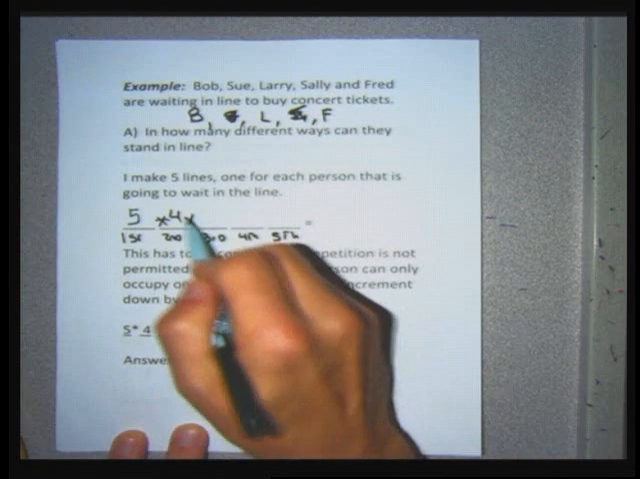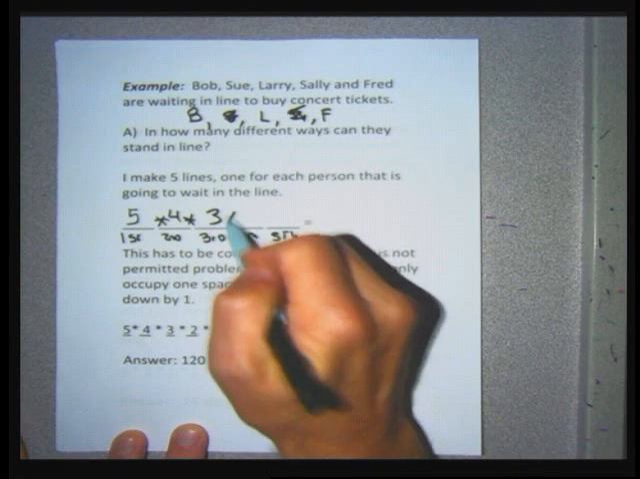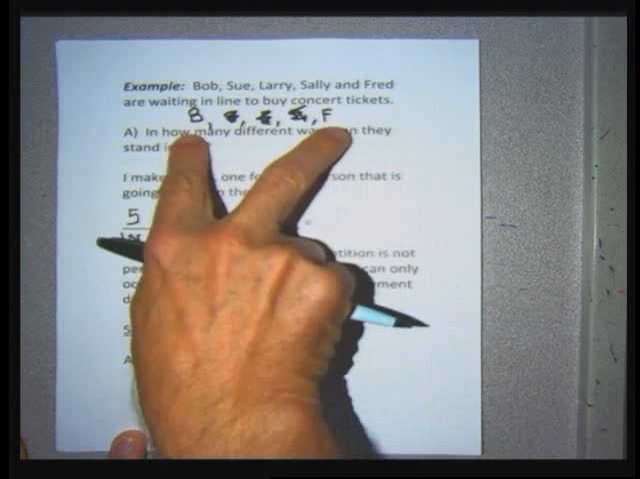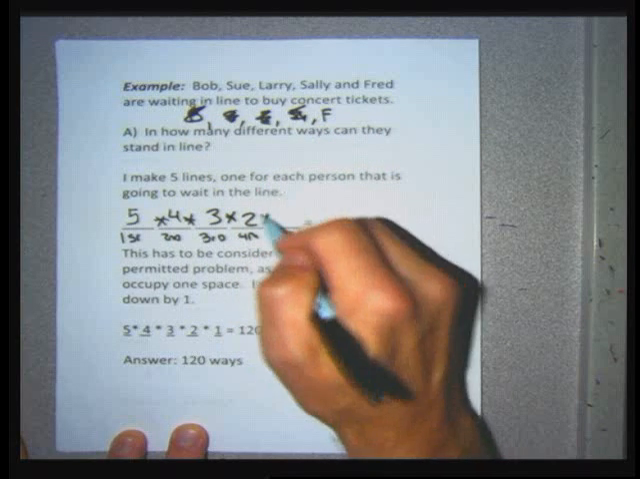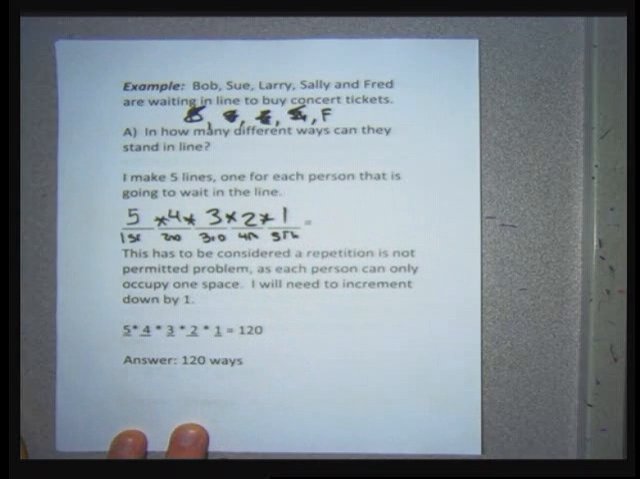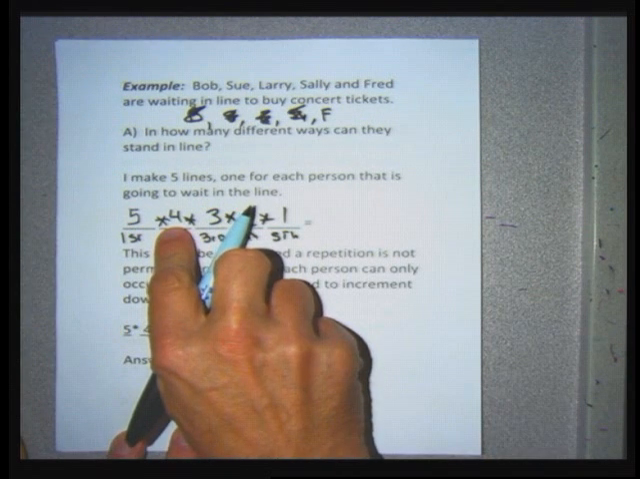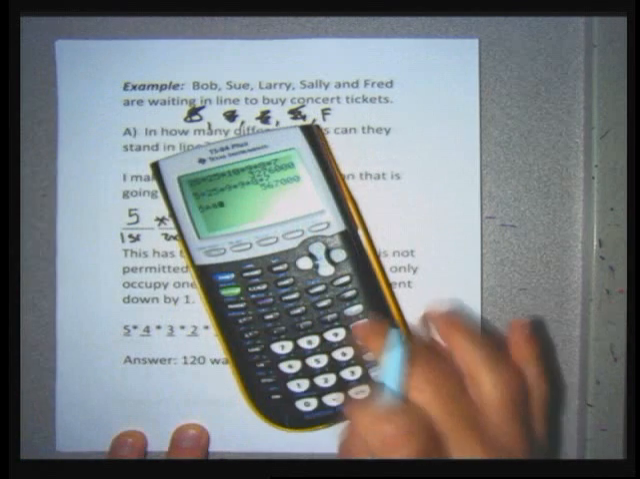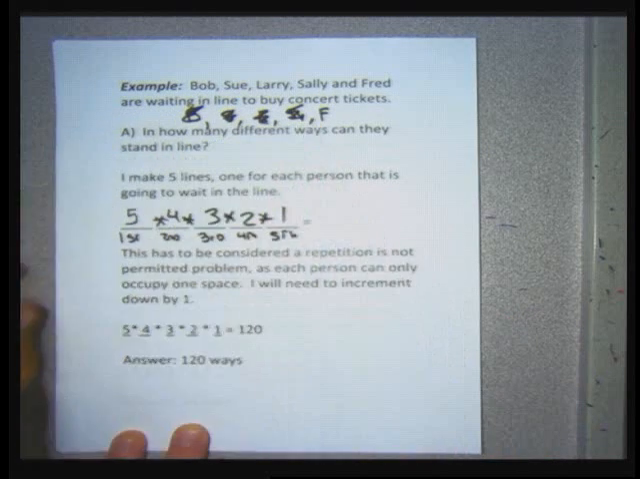For the third person, 2 people are already standing in line, so there's only 3 people left. When I go to pick the fourth person, 3 people are already standing in line, so there's only 2 people left. And when I go to pick the last person, there's only 1 person left. So that's 5 times 4 times 3 times 2 times 1, and that comes out to 120. 5 times 4 is 20, 60, 120. Let me make sure I haven't fudged that. 5 times 4 times 3 times 2 times 1 is 120.